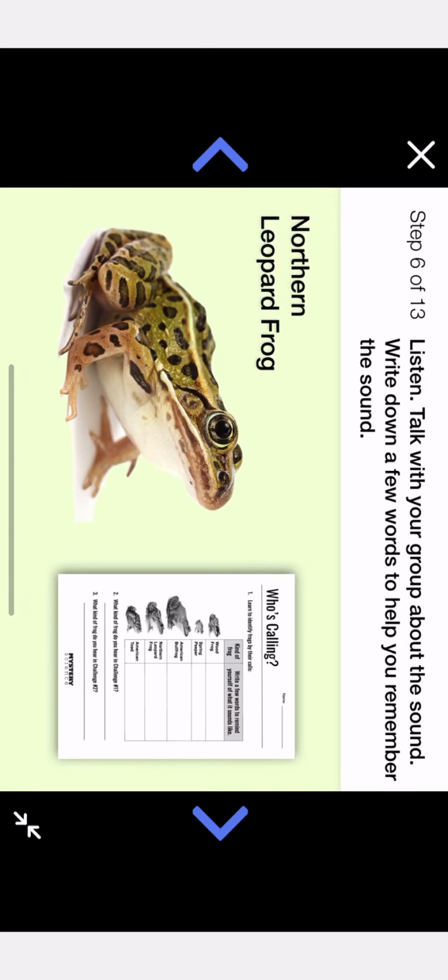Now we'll listen to the sound of the northern leopard frog. Listen to it and then talk with your group and write down a few words to help you remember the sound. Here's the leopard frog. Okay, write down a word that describes what the northern leopard frog sounds like.